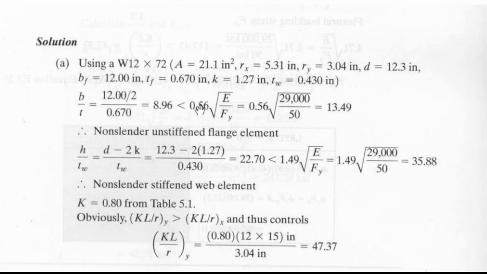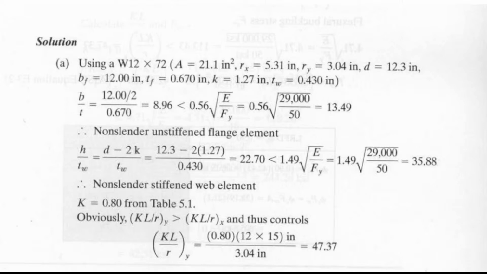No, that is less than. So if that is less than, we are on the elastic side. Okay? Non-slender. Non-slender and stiffened flange element. So for non-slender, therefore let us calculate this one. H over TW for the web.